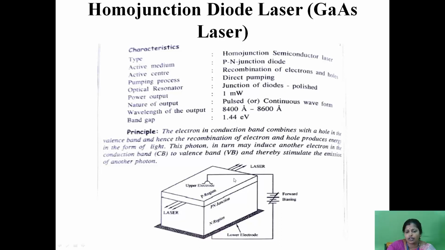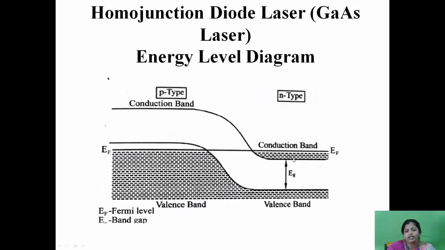Overall, in this homojunction diode laser, laser beams are produced only when the stimulated emission process occurs. Electrons move from the conduction band to the valence band, and electrons and holes move. During the recombination of electrons and holes, laser beams are emitted. This is the emission of light beams from the laser source, with respect to the forbidden energy gap, where laser beams are produced.